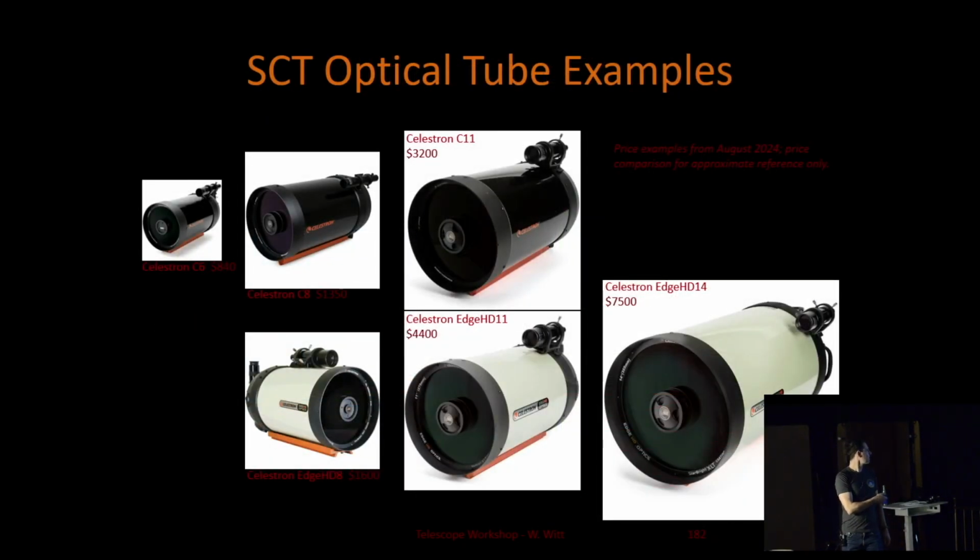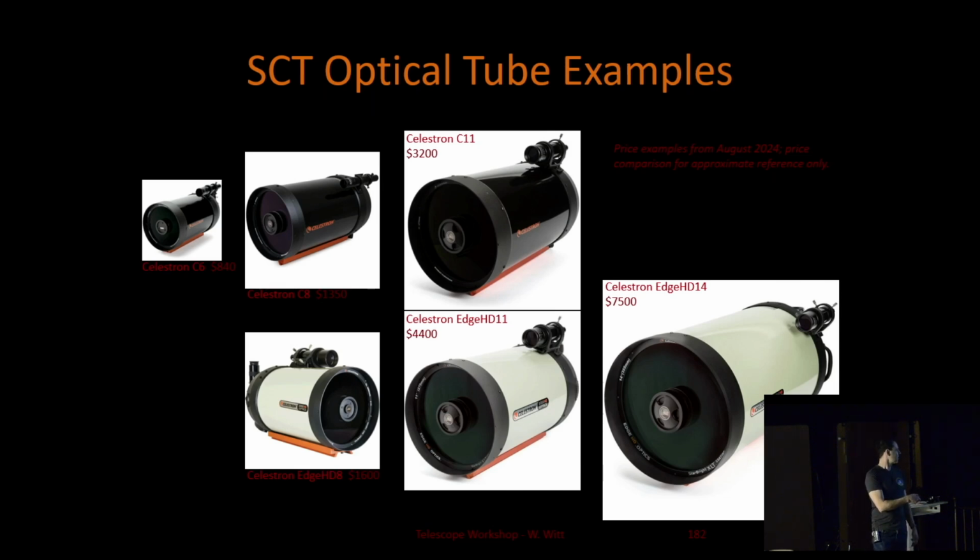And some more examples. There are prices here, I'll read them to you. This is a Celestron C6, so a 6-inch SCT, $840. Again, relative to prices a few years ago. C8, $1,350, and then a C11, $3,200. So you can see how the price increases as the aperture size increases. It says that these are from August 2024.